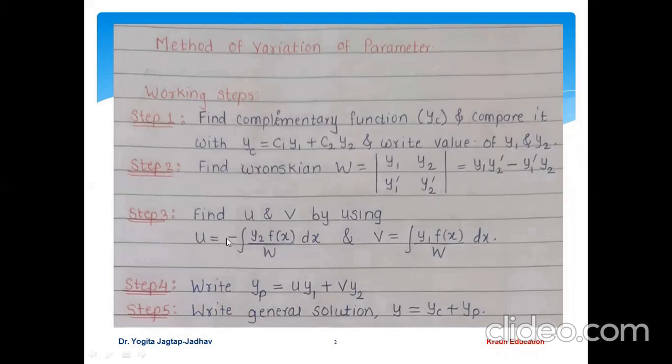Once you get the value of this Wronskian W, in the next step, you should find the values for u and v. The formula for finding u is equal to minus integration of y2 f of x upon W dx, and v is equal to integration of y1 f of x upon W dx. Solve these integrations, and you will find the values for u and v.